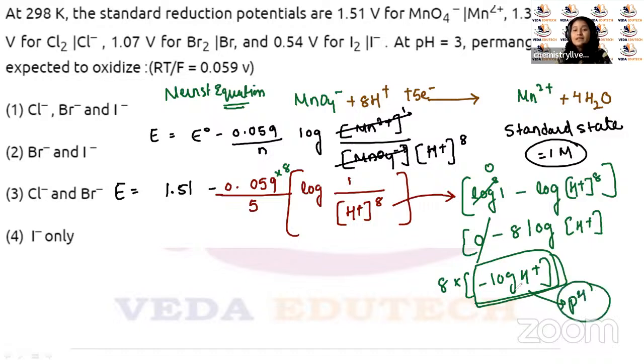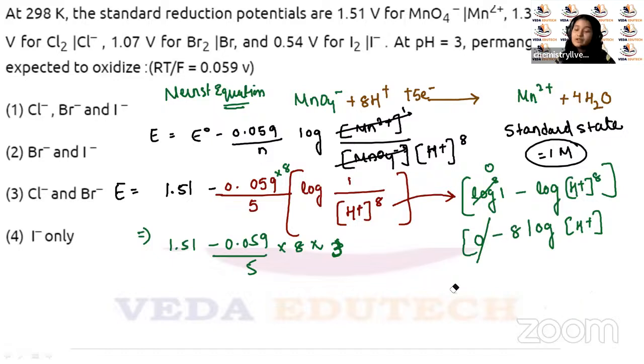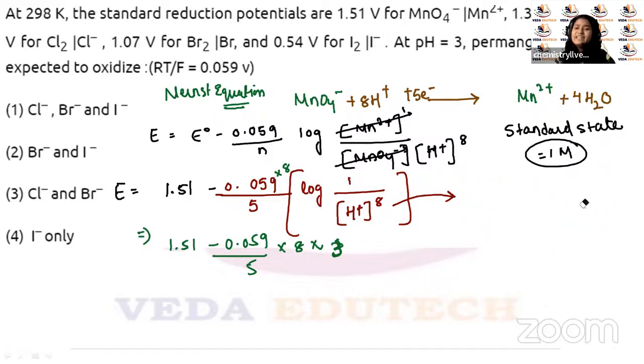तो माइनस log H प्लस की जगह हम लोग क्या डालेंगे? We are going to put it as 8 into 3. Yes, तो इसके जगह हम लोग क्या डालने वाले हैं? We are going to put here 1.51 माइनस 0.059 बाई 5 इंटू 8 इंटू, यहाँ पे इसकी जगह पे हम लोग क्या डालने वाले हैं? This is going to be 5, sorry 3. यहाँ pH 3 दे रखा है तो 3 will put here. Understood what is the use of pH here and how we are going to introduce pH here? Yes. So this is 8 into 3 is 24.